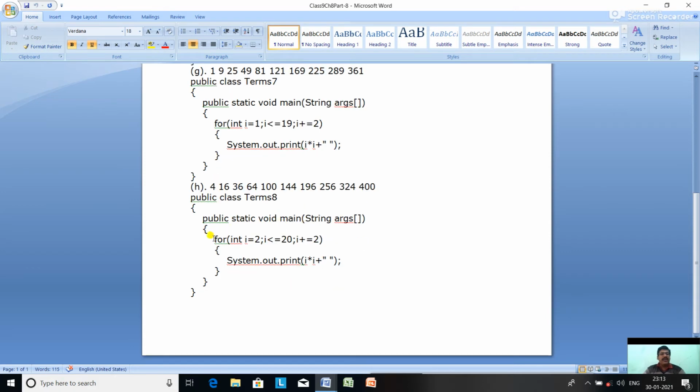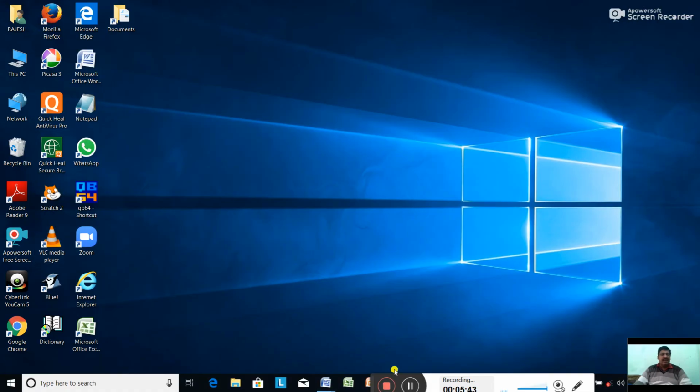See the program. int i equal to 2, i less than or equal to 20, i plus equal to 2. System.out.println i into i. 2 into 2, 4. 4 is printed without changing the line. Again 4 plus 2, 6. Now 2 into 2 is 4, 4 into 4 is 16, then 6 into 6 is 36, then 8 into 8 is 64, up to 20 into 20, 400. Okay. This way the series is formed. Let us see the output.